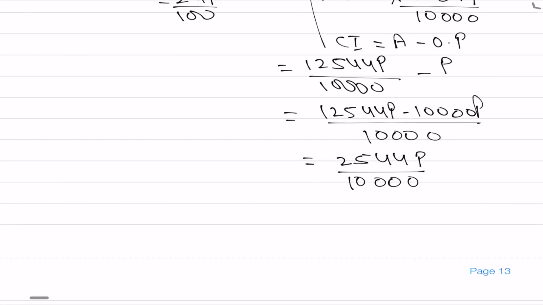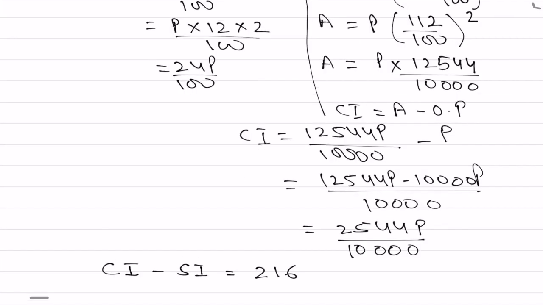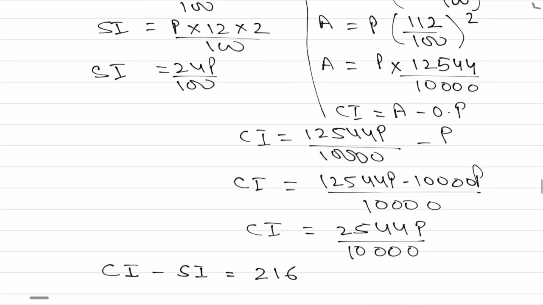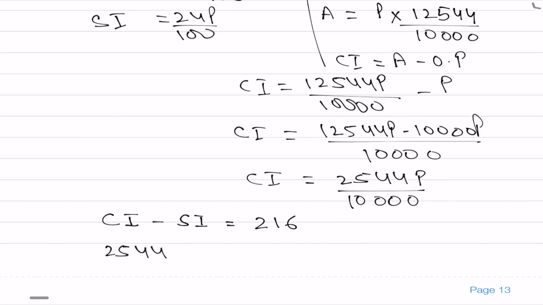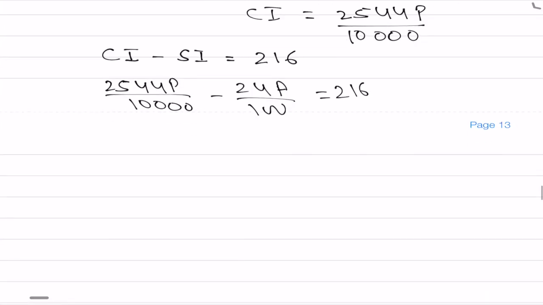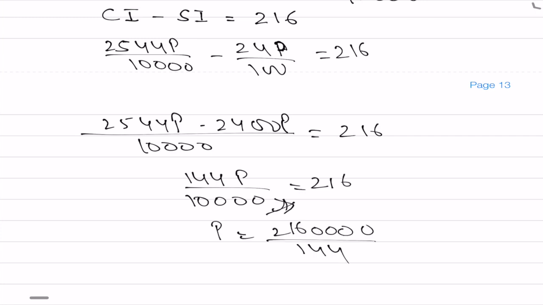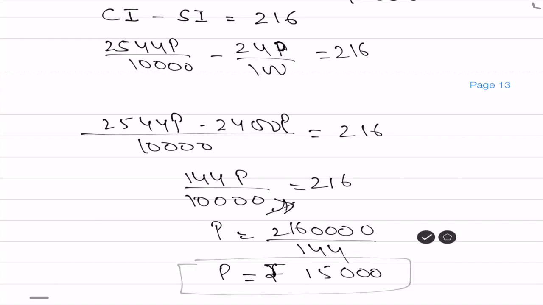Now we'll come to the second part of the question. They have given the difference CI minus SI is 216. So we'll put the value of compound interest as well as the simple interest. So compound interest is 2,544P upon 10,000 minus 24P upon 100 is equal to 216. Now we'll solve this. After solving, we'll see that we are left with the principal 15,000 rupees. So the required sum is 15,000.